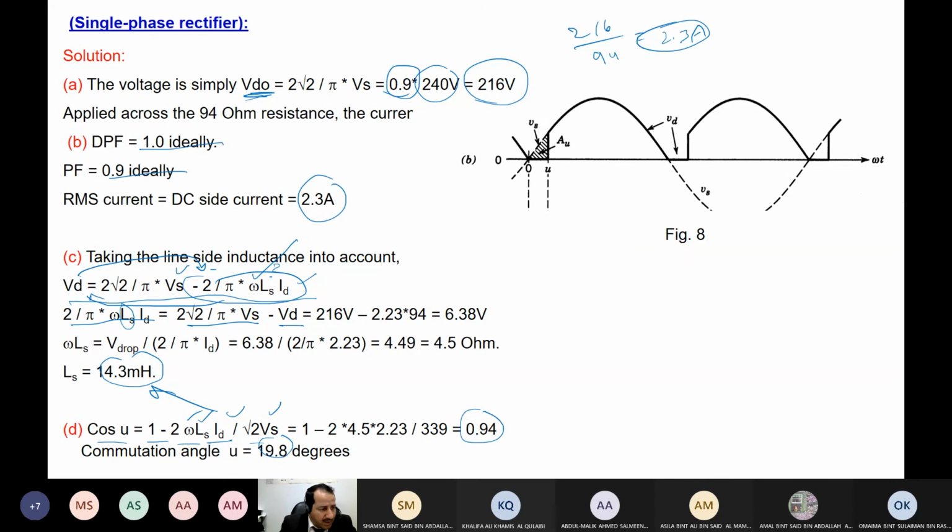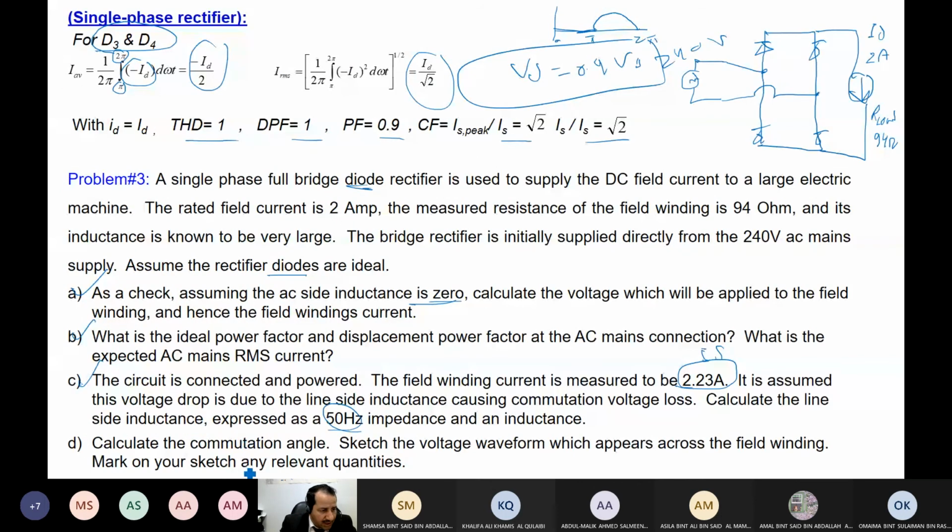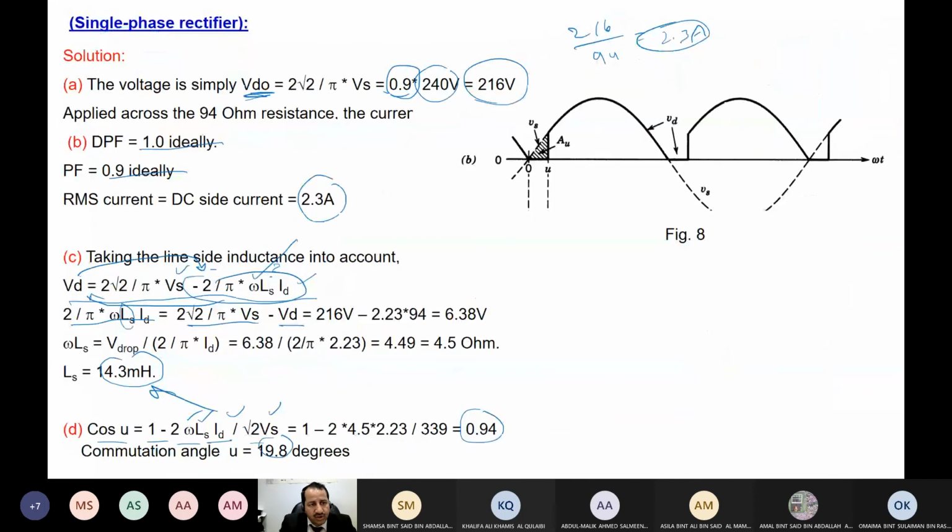Now, let me go back. He told me, sketch the waveform which appears across the field winding, make your sketch with any relevant quantities. I know that this is the sketch. It's there in the lecture notes. What I need to do is sketch it again, but rather than put U here, I will put U equal 19.8 degree. VS here is maximum, so I calculate the maximum value, which is square root 2 VS. I put the value here, you do the math.